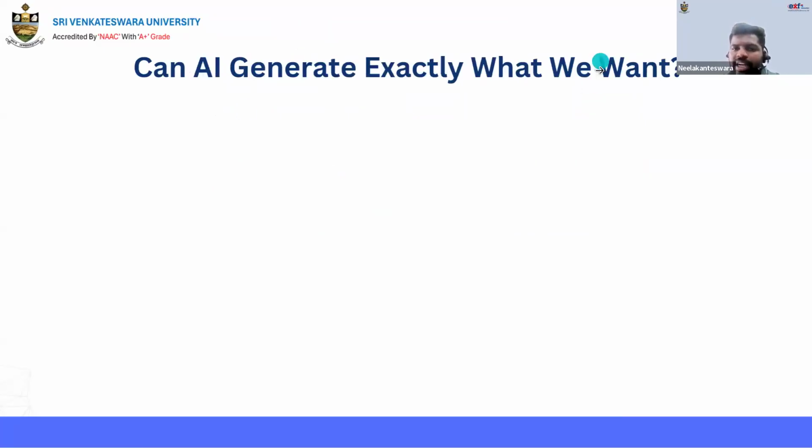But what about generative AI? That means, can AI generate exactly what we want? We discussed generative AI also, right? Generative AI creates new content. But now the question is, can it generate exactly what we want? Yes or no? Now try to answer this question. Try to figure out this one.